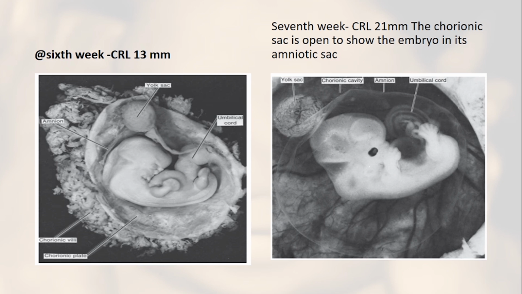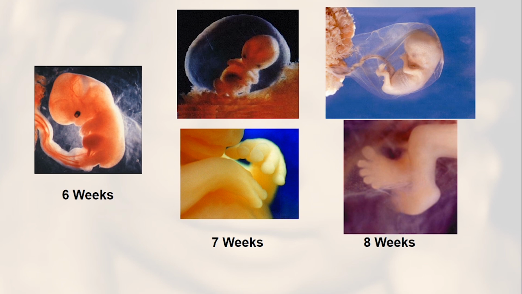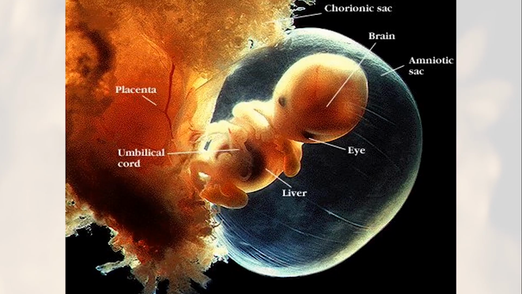At about 6 weeks, this is what we find. The fetus is still developing, and more of the structures are seen. It's about 13 millimeters in length when you measure the crown-rump length, and then by the 7th week that has increased. So these are pictures just showing the various stages at the organogenesis stage, and we can see that by the 8th week, even the fetal limbs and toes can already be seen.